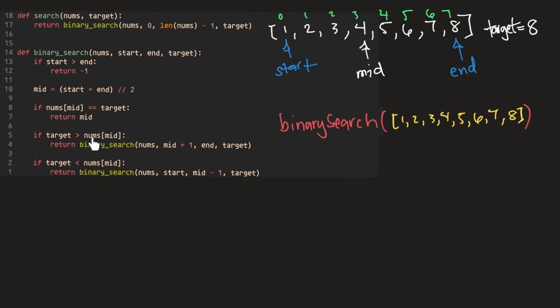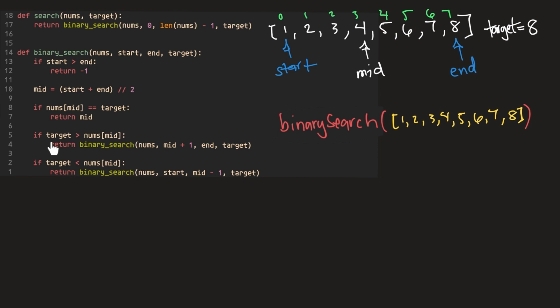And then we'd go down here to check to see if our target is greater than our mid value. So if our target is greater than our mid value, then our target's going to be on the right side of the array. And if our target is less than our mid value, then it's going to be on the left side of our array, because our array is in ascending order. So it goes from lowest value to highest value. So in this case, our target is greater than our middle value. So that means that our target has to be on the right side of our array.